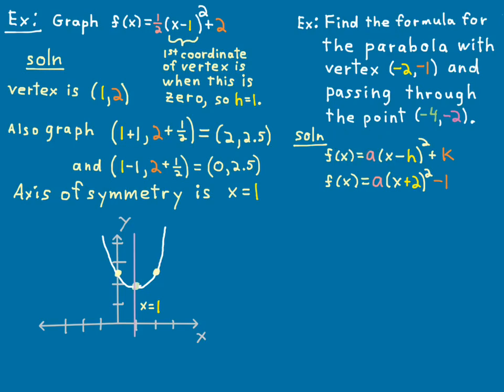Okay, so now this is where we use the fact that this is a point on the parabola. Right, so this means if I plug in -4 for x, y will be -2. So I can plug these two in, this one for x and this one for f of x. Okay, so that looks like this. Now notice I only have one thing to solve for, that's a. So I solve for a.